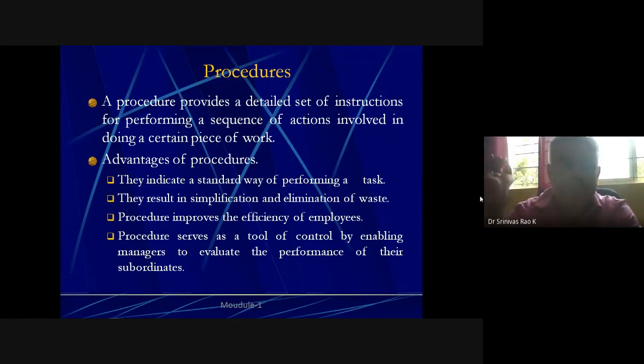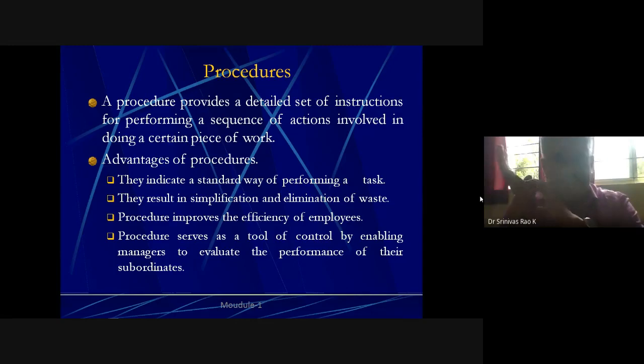So advantages of procedure: they indicate the standard way of performing a task. It is a standard routine. Once you are used to the procedure, no need to refer to it because you know it. Every time you have done this experiment more number of times, you got the output, so there is no need to refer again. Once you come for the exam, it is in your mind. So you do everything, connect the circuit, and then take the output by following the procedure. These are some of the advantages of procedures.